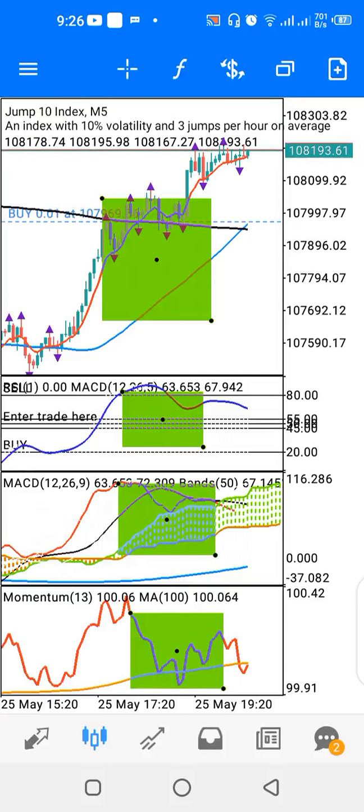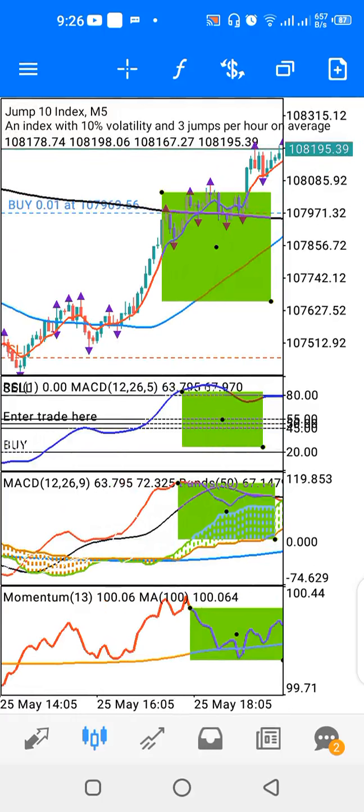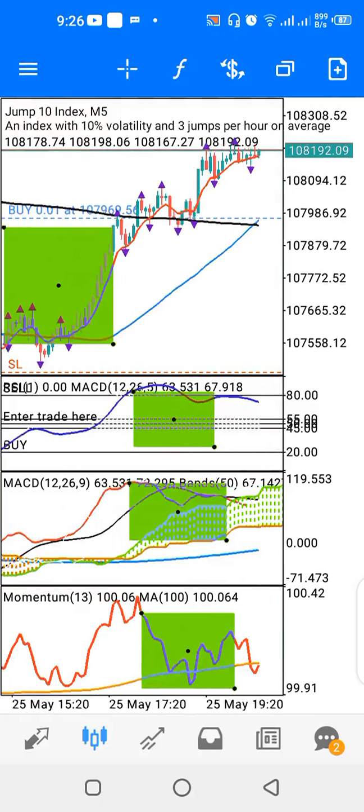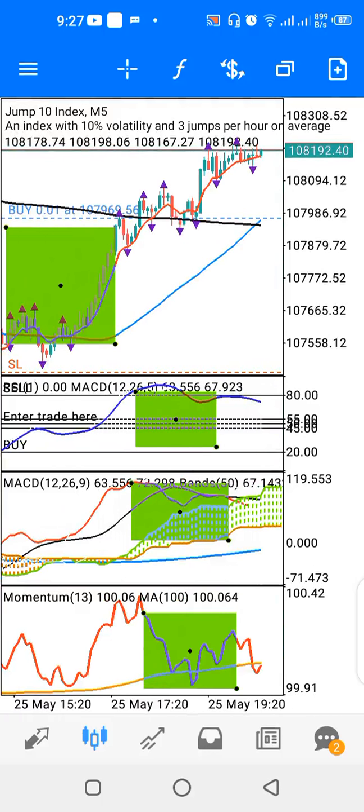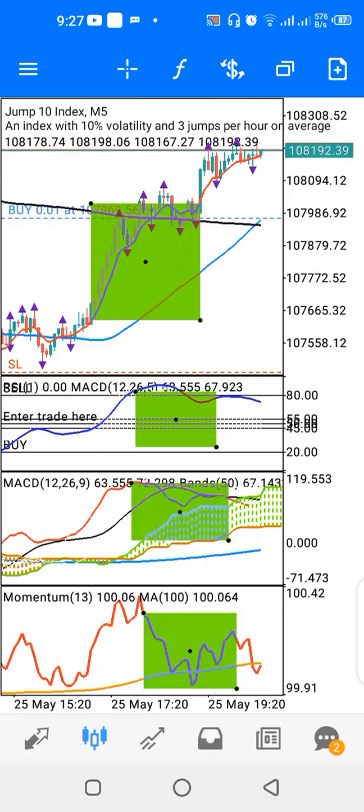Now, the way this strategy works is, on the main window, this is my main window, I have some moving averages. I have some moving averages on the main window, and then when I have a moving average crossover, I take a trade.